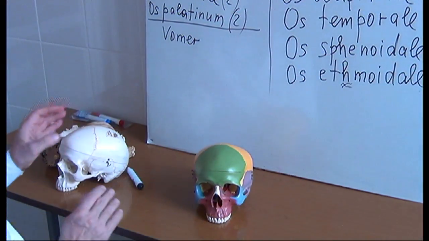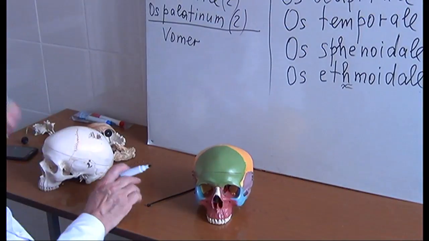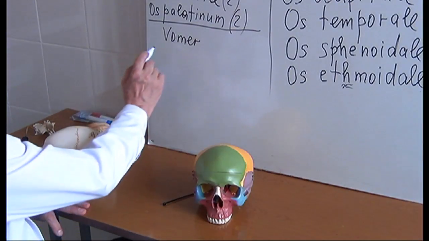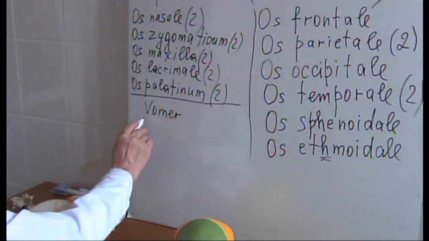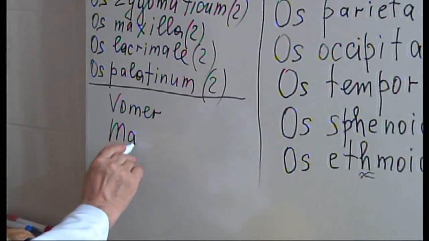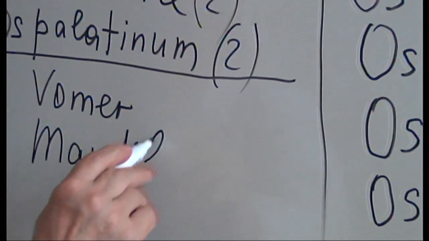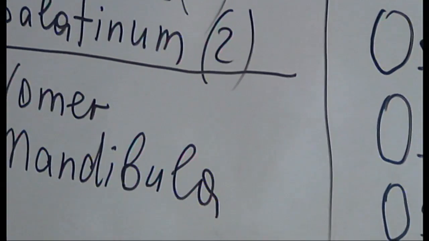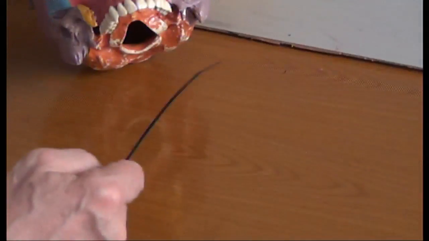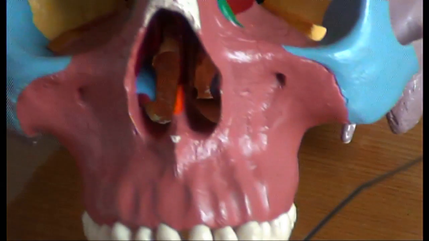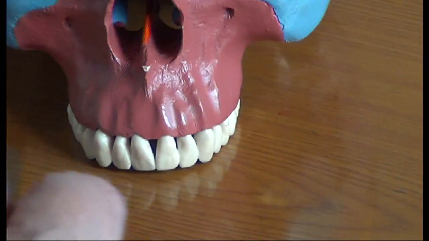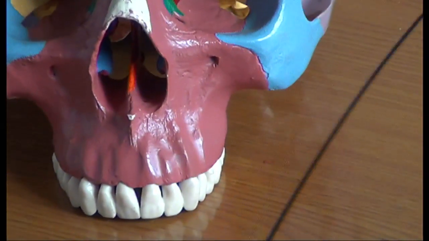Then in this specimen we don't use the lower jaw, which is named mandibula. Mandibula is placed here. It contains the lower teeth, but in this specimen we don't use this part, mandibula.